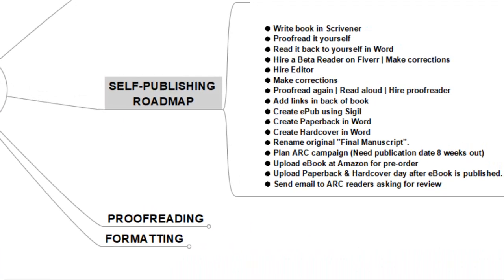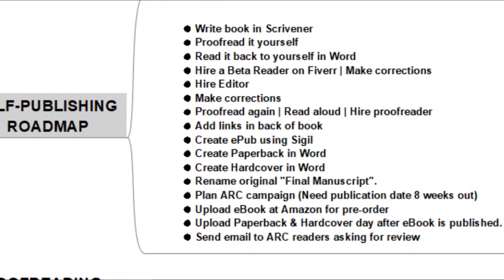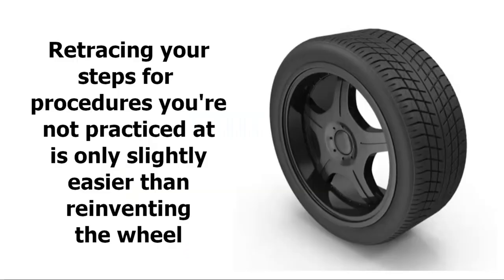We don't need workflow charts or diagrams to do the things that we do every day. We get to know those things by heart. But think of all the things you do only once every couple of weeks, or once a month, or even once or twice a year. In the self-publishing business, there's a lot that only gets done once in a while or once or twice a year. Trying to retrace your steps while doing something unfamiliar is only slightly easier than reinventing the wheel each time.